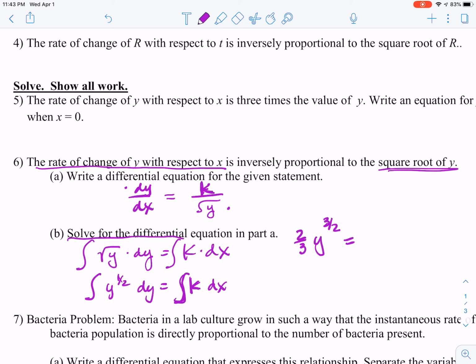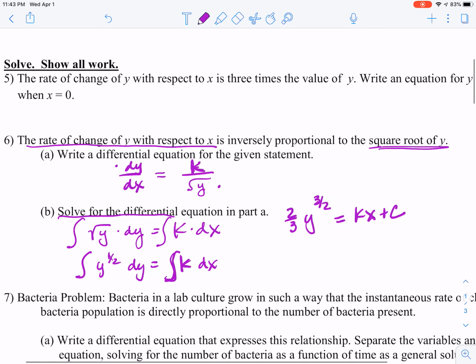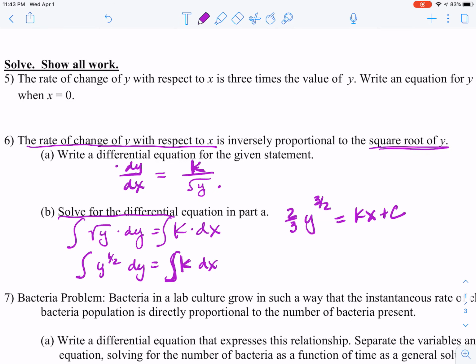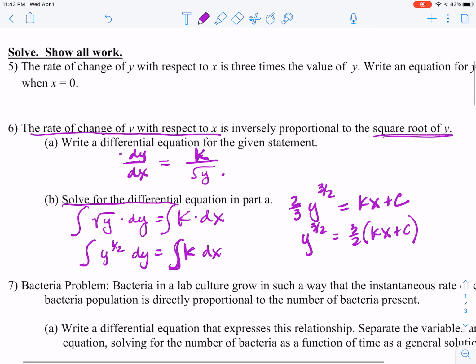So when you do that, k is a constant, so that would just be kx, and then we're going to have our plus c. Now, when you're solving it, you're going to go ahead and solve for y. So I'm going to multiply all of that times the reciprocal of 2/3, which is 3/2. So it'll be y to the 3/2 equals 3/2 times (kx plus c). And then if I'm really trying to solve for y, I could raise both sides to the reciprocal of 3/2 because that would make it go away.